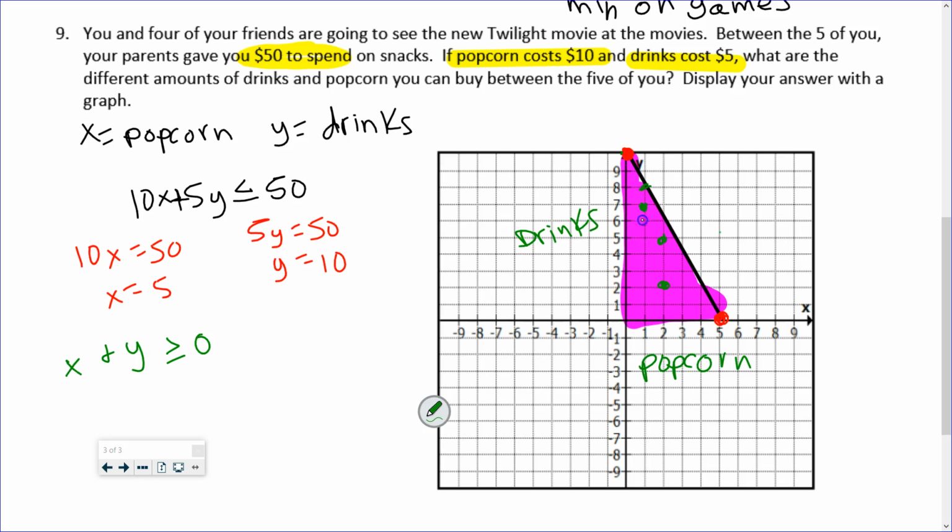I wouldn't spend all my money, though. So, could I buy nothing? Yeah, I could choose to buy nothing. Right? That's spending less than $50.